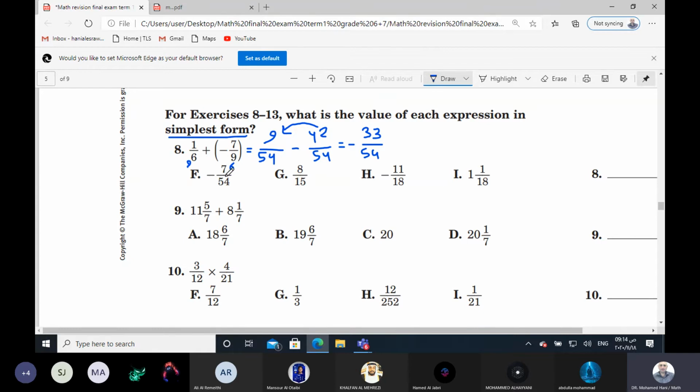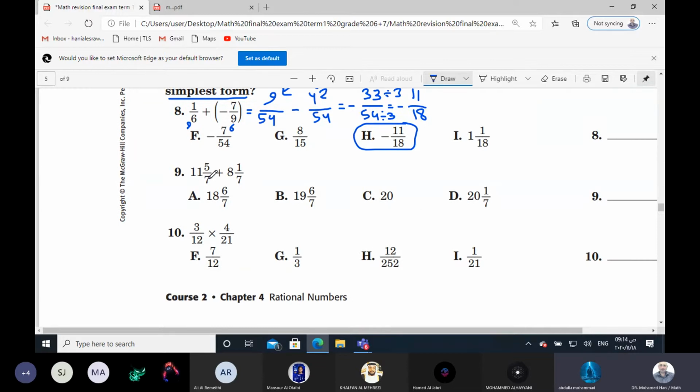Now here we want to write it in simplest form. Find the GCF between them, will be 3. So divide up by 3 and divide down by 3. 33 divided by 3 will be 11. And 54 divided by 3 will be 18. So the answer in simplest form will be minus 11 over 18. Okay?